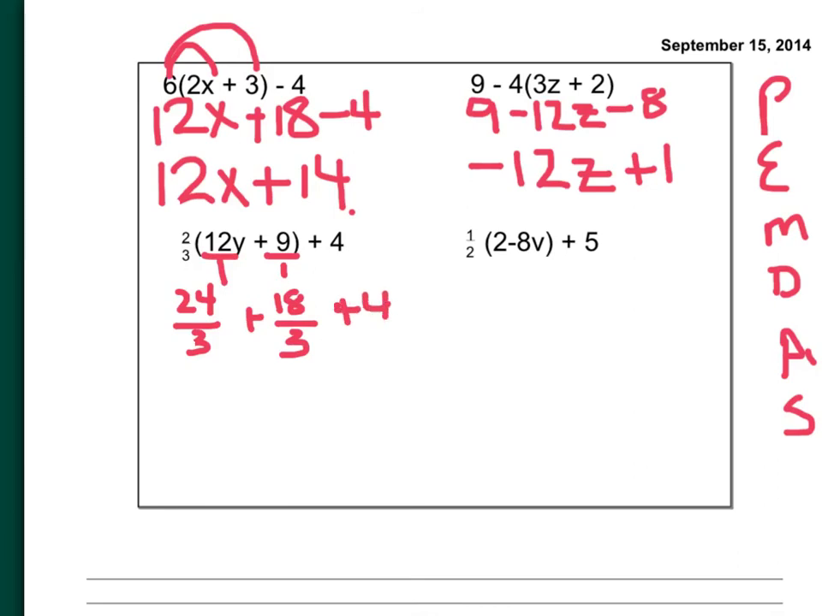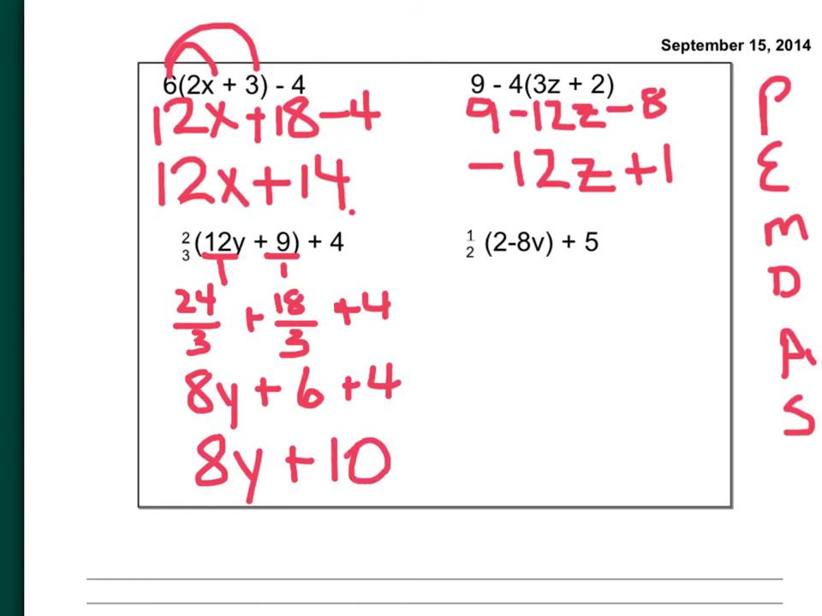That gives us 24 divided by 3 is 8. And don't forget the y. Plus 18 divided by 3 gives us 6. Plus 4. There are no other y's, so we write 8y plus, and 6 plus 4 makes 10.